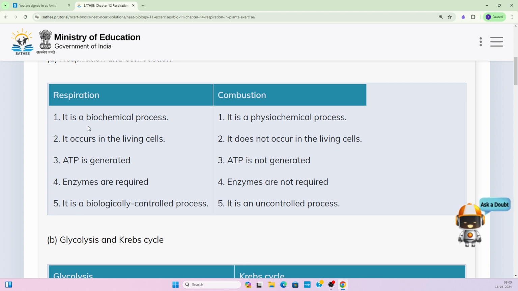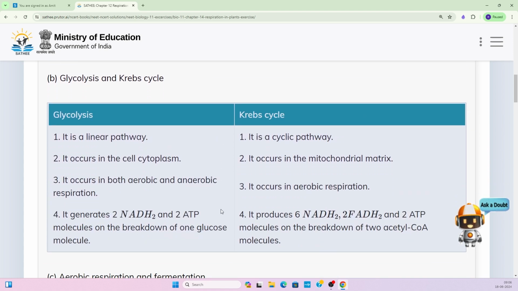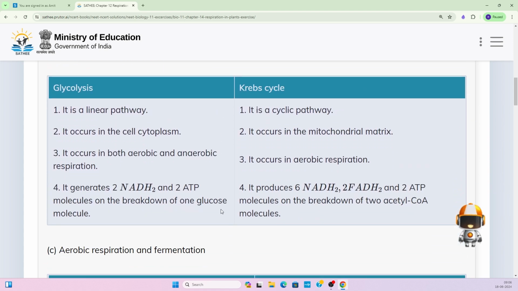The last difference: respiration is a biologically controlled process, whereas combustion is an uncontrolled process. Combustion is not going to be a controlled process. So this is the difference between respiration and combustion. Now moving to the next difference, that is glycolysis and the Krebs cycle. What is the difference between glycolysis and the Krebs cycle?